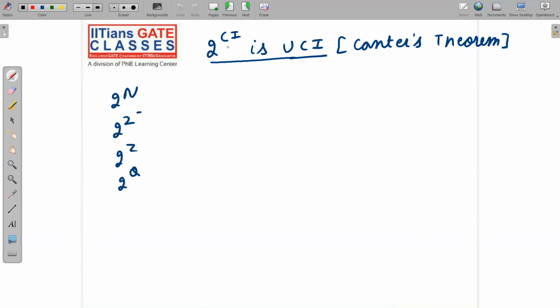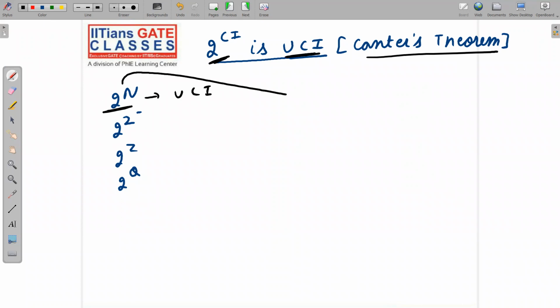So next, 2 power a countably infinite set is uncountably infinite. This is Cantor's theorem, and I'm not going into the proof of it. So what does this mean? See, 2 power n is obviously uncountably infinite. So what does 2 power n mean? It means the set of all subsets of natural numbers.